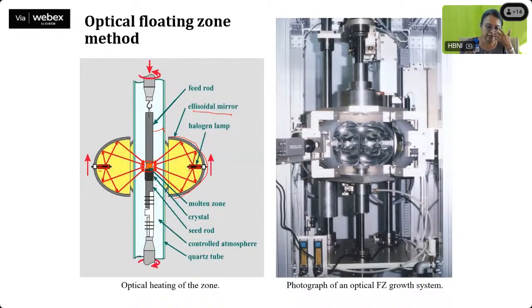It can be on any side. We can have the polycrystalline on top, or on the lower side, depending on your machine. So the crystal is growing here. This is the crystal growth part, and this is the feed rod, the polycrystalline part. If this is the feed rod, our zone will be moving on the upper side, and the crystal is forming lower. And we can also put a seed rod.